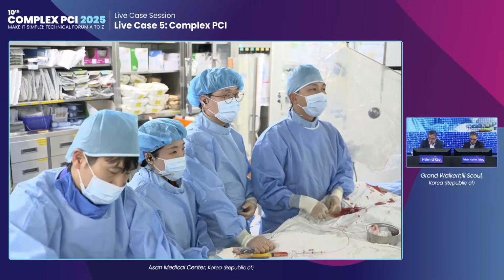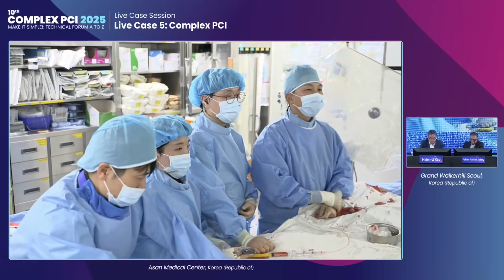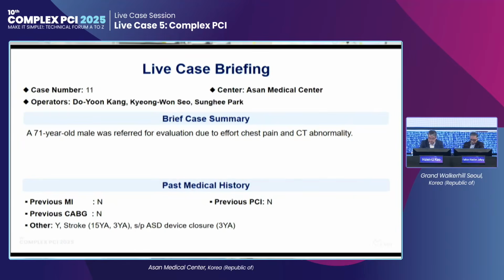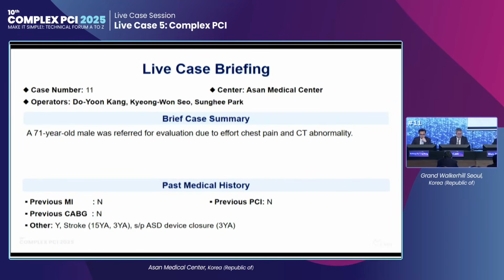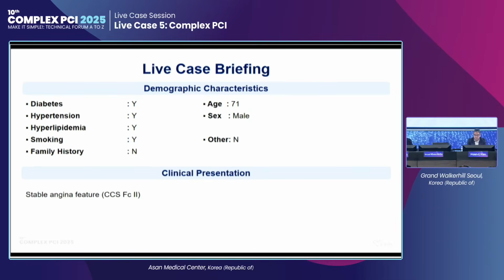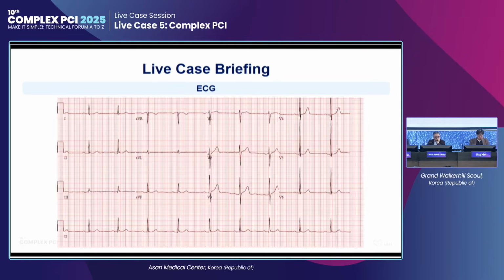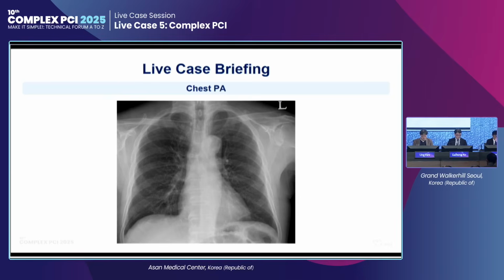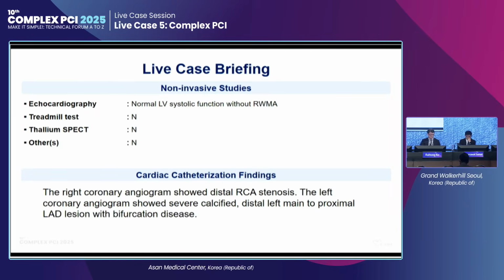Yes. Thank you for the introduction. The patient is a 71-year-old male who was admitted for evaluation of effort chest pain and CT abnormality. He had a history of multiple events of stroke and ASD device closure. He had hypertension, diabetes, and hyperlipidemia. He had been managed for stable angina. The EKG showed normal sinus rhythm, and chest X-ray showed no cardiomegaly or pulmonary edema. The echocardiography was normal.